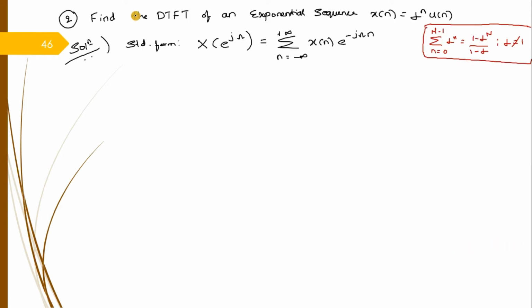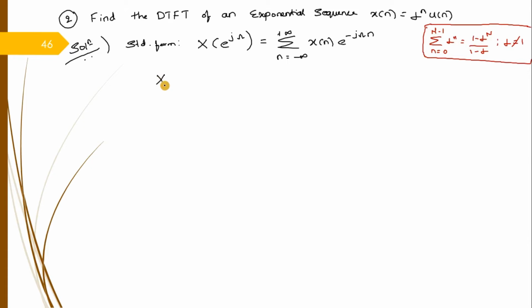You just remember. Find the DTFT of an exponential sequence x of n equal to alpha raised to n u of n. The solution goes like this. The standard form I have written as in the previous problem, and here I have written a standard formula which we have come across many times in previous sessions. Summation n equal to 0 to N minus 1 of alpha raised to n, for alpha not equal to 1, is 1 minus alpha raised to N minus 1 plus 1, which means N, divided by 1 minus alpha. This will be very useful here, that's why I have written it here.